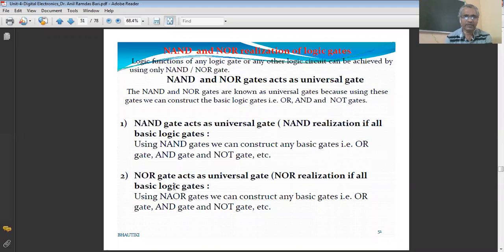तसंच NOR gate ला सुद्धा आपण universal gate म्हणतो. आणि using the NOR gate we can construct OR gate, AND gate and NOT gate.